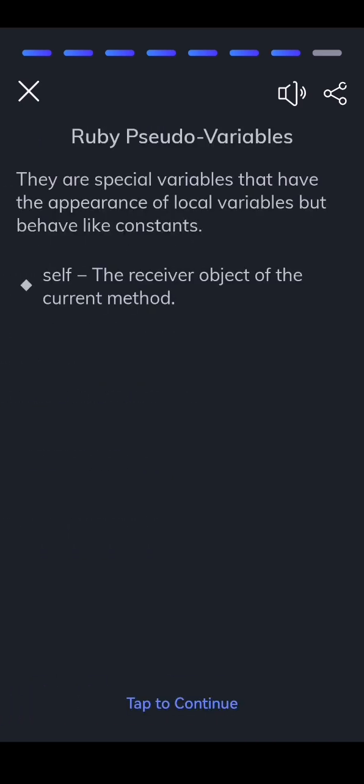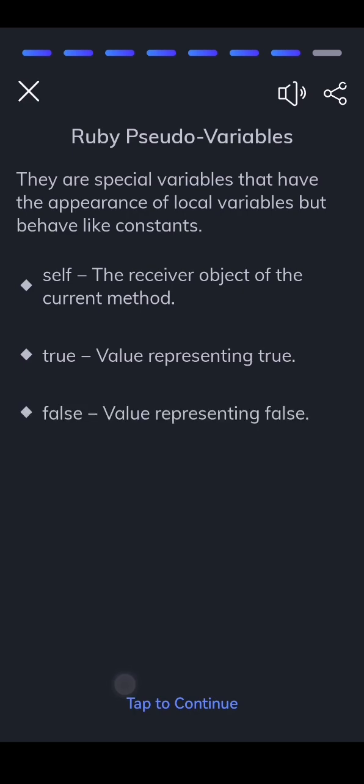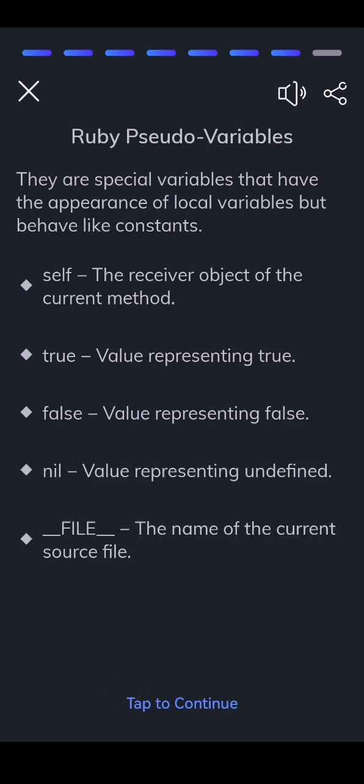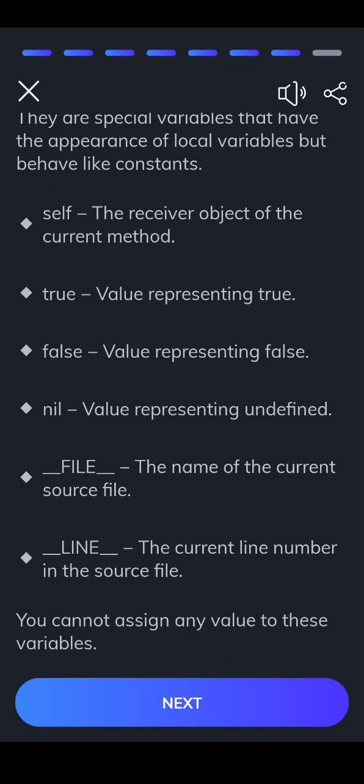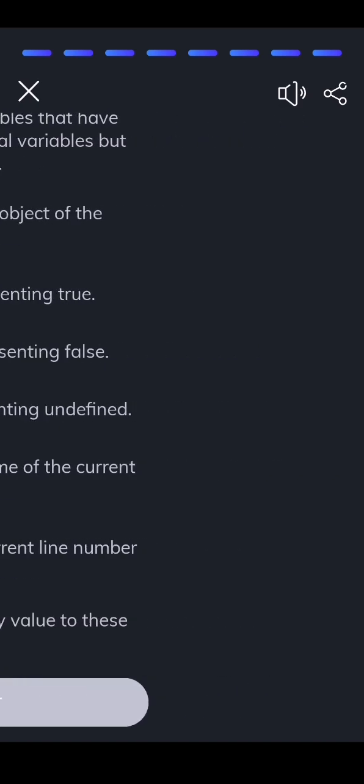self: the receiver object of the current method. true: value representing true. false: value representing false. nil: value representing undefined. __FILE__: the name of the current source file. __LINE__: the current line number in the source file. You cannot assign any value to these variables.